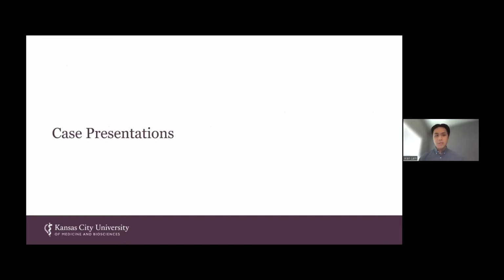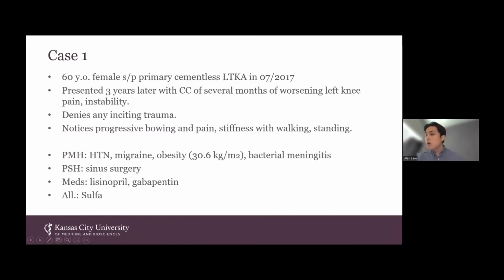So I've finished covering the intro to total knee replacements. I now wanted to move on to the next segment. We'll be talking about our case presentations where we have two novel findings of a tibial component fracture with this specific design. I'll begin with the first case.